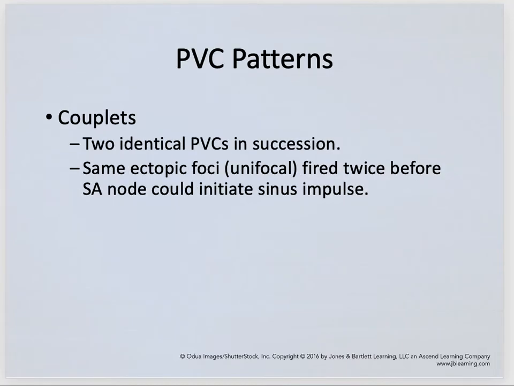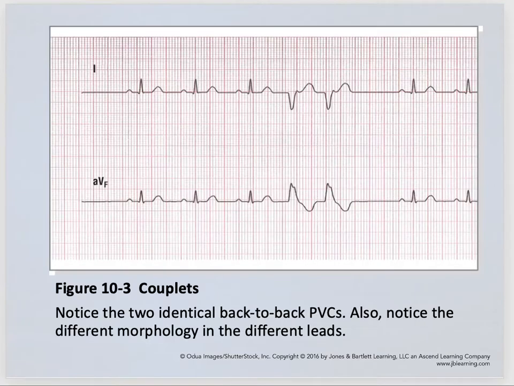When you look at a couplet, the first one I gave you, a couplet is two identical PVCs back-to-back in succession. There's PVC, PVC, and then it goes back to sinus rhythm. When you have two identical PVCs, they look the same on the paper, we're going to say it's unifoci. The word unifoci means that the PVC is originating from that same cell, the same foci. So a unifoci couplet is two PVCs initiated from the exact same cell firing twice in succession. So here we've got sinus rhythms, and then we've got two PVCs.